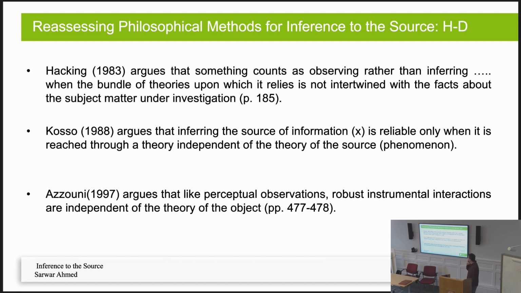And then we have Peter Kosso. He argues that inferring the source of information X is reliable only when it is reached through a theory independent of the theory of the source of phenomena. When it comes to the reality of theoretical entities, like something like an electron, Jody Azzouni has argued that like perceptual observations, robust instrumental interactions are independent of the theory of the object.